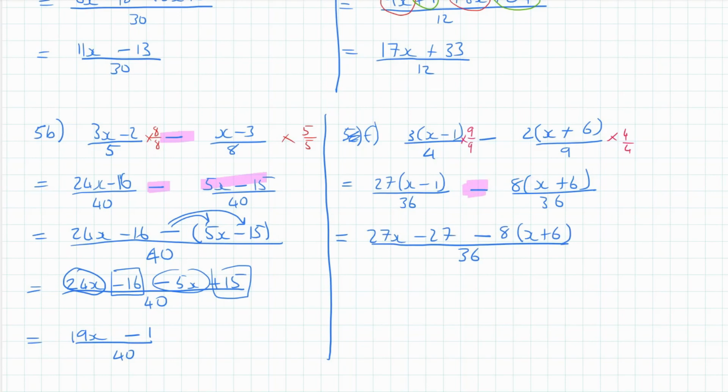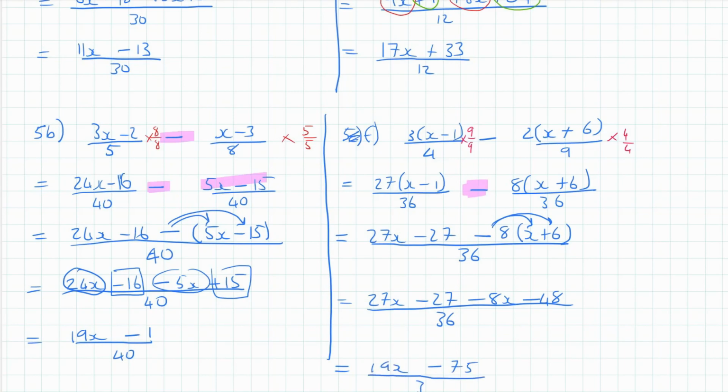Now let's expand that bracket. So we get 27x minus 27. Now when we expand it, it's a minus 8 times x and then minus 8 times 6. So we get negative 8x and negative 48. And this should be all over 36. Now what do we get here? So we get negative 27 minus 48. So that gives me negative 75. And I've got 27 take away 8, which is I think 19x again, and that ought to be all over 36. And we are done.